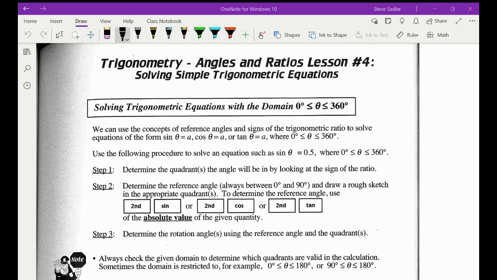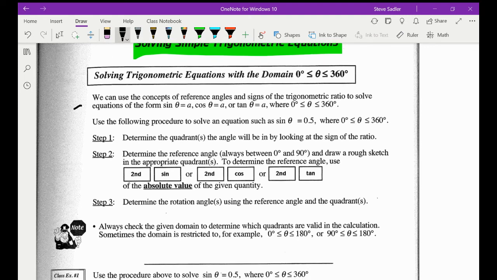Everybody, and welcome to lesson 4 of trigonometry, angles, and ratios. So today we are looking at solving simple trigonometric equations. They give us a really nice step-by-step guide right here, and I'll just walk you through it a little bit.